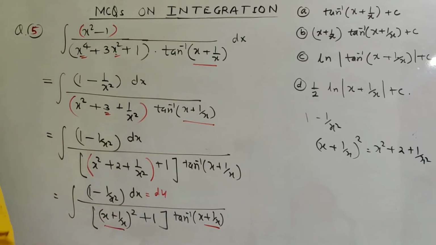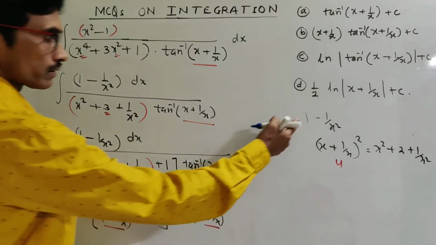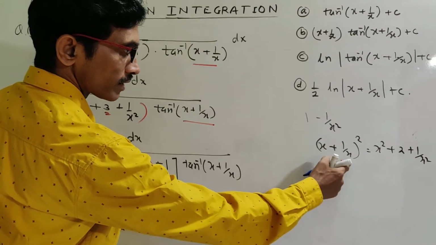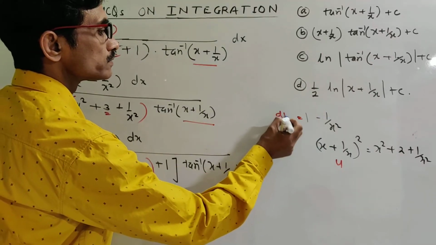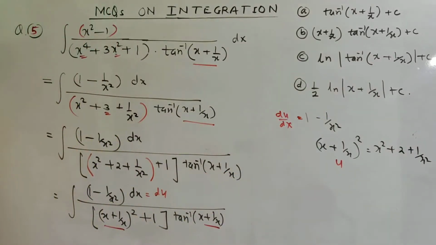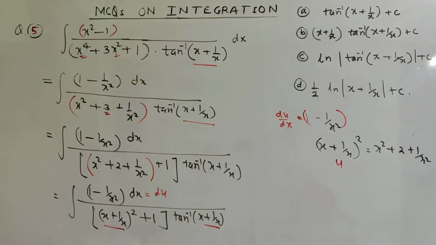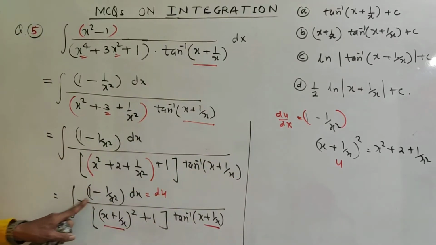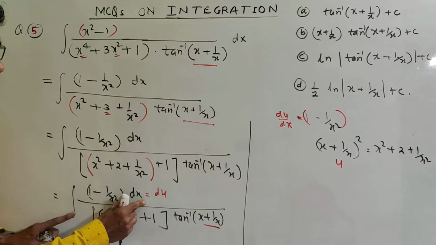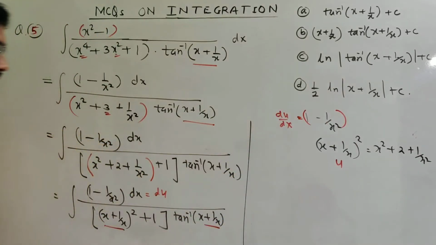So we will write here, x + 1/x we put u, and the derivative of this is 1 and the derivative of 1/x is minus 1/x². So this is nothing but du by dx. So du by dx is this. Therefore we will write here: (1 - 1/x²) dx is equal to du.